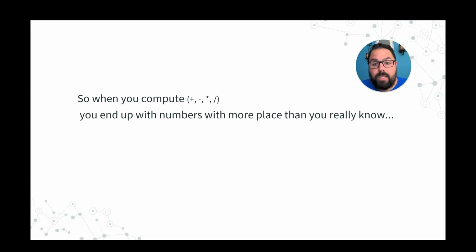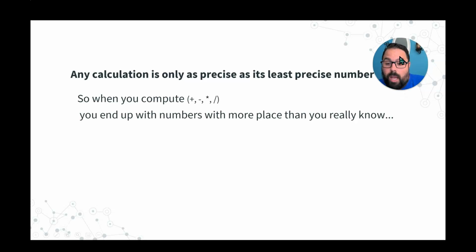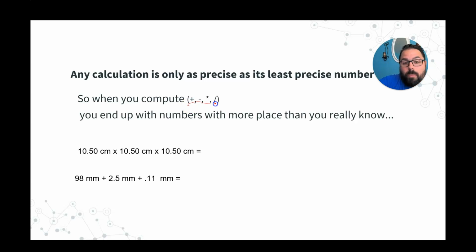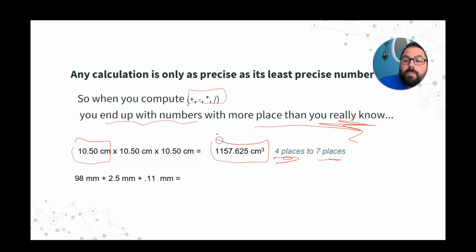Okay, and the reason why this is important is any calculation, anything you do. When we did that volume, we had to multiply out the centimeters by the centimeters by the centimeters. Every time you compute, you multiply, subtract, divide, any of that, you're going to end up with numbers a lot of times with more number places than you actually know. So if we only measured to 10.50 centimeters and we cube it, you're going to end up with this number. If you actually count how many numbers you know, we started with 4 places and then we ended with 7 places. This makes us look like we're a lot more certain than we really are.